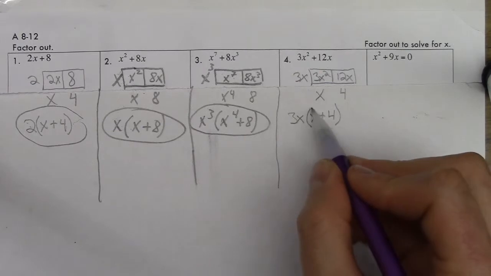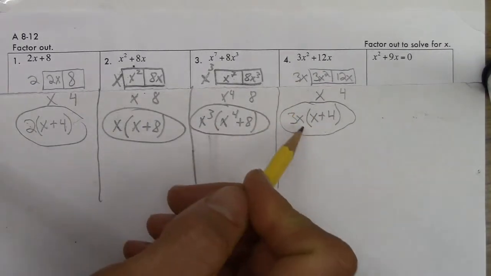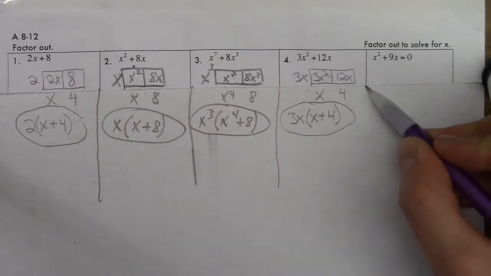And that's your final answer. So 3x times x is 3x squared, and 3 times 4 is 12, 12x. Okay, yep, it works out.